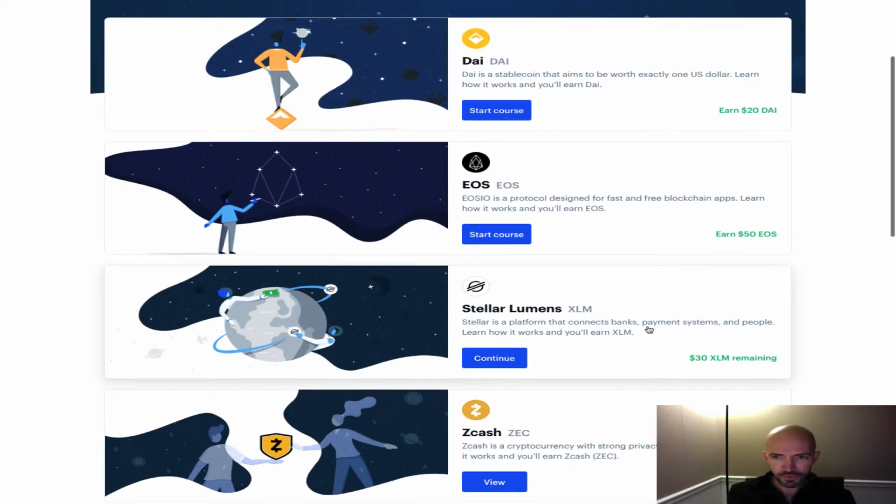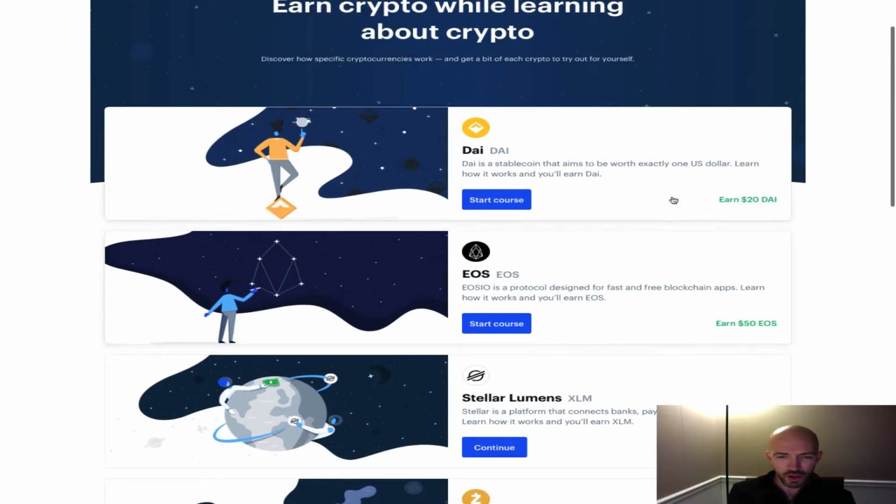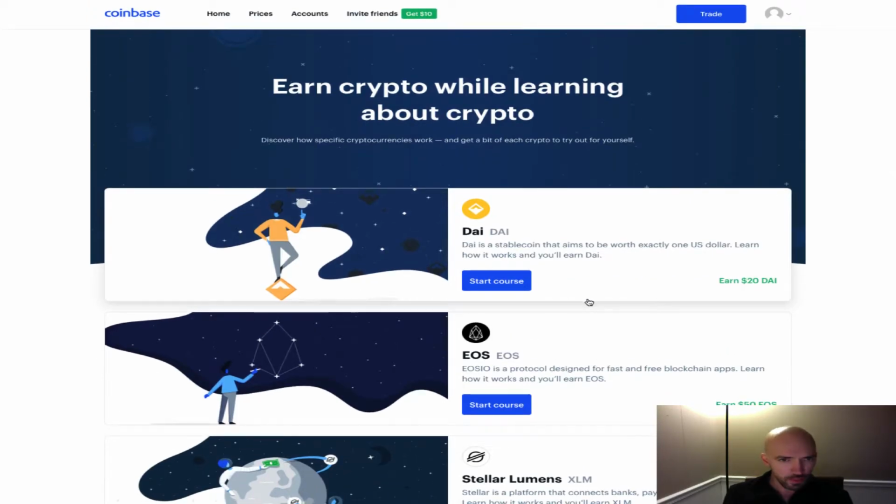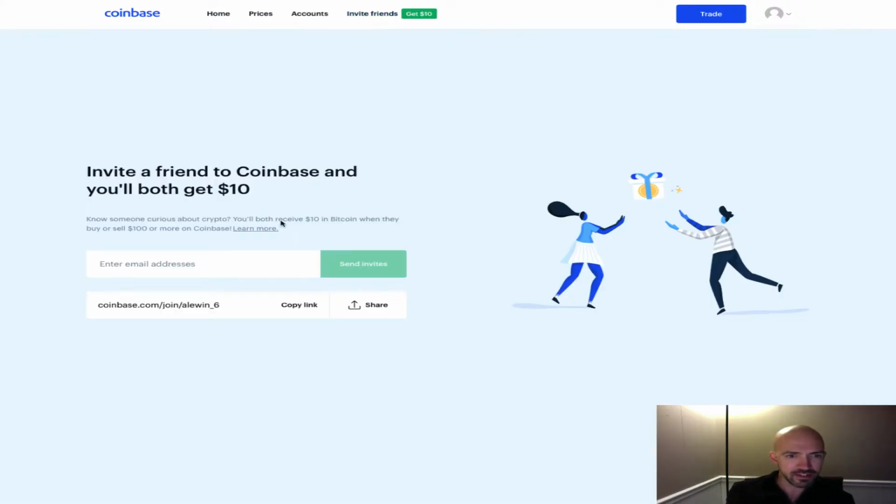So now you're going to have 40, you're going to have 90, you're going to have $110 that you just sold of cryptocurrency. When that happens, the link that you clicked on to get here is going to activate. And once you buy or sell $100 on Coinbase, you will then get a free $10. So now you're going to have $120.